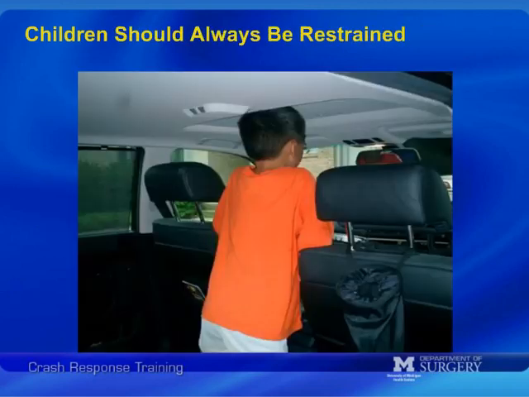Now, while it's important to have the child in the back, it's also important to remember that children should always be restrained. So I'm sure all of us have driven around and seen children sort of standing around or jumping around in the back of a vehicle. This is a very dangerous scenario.